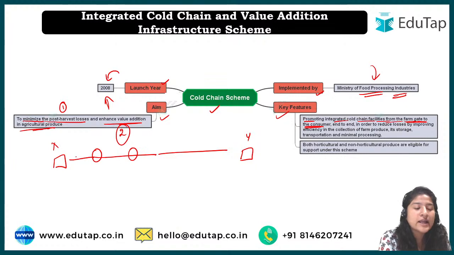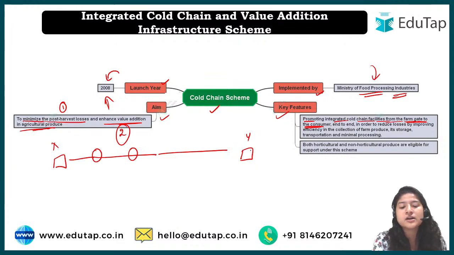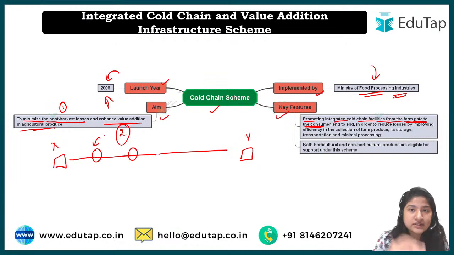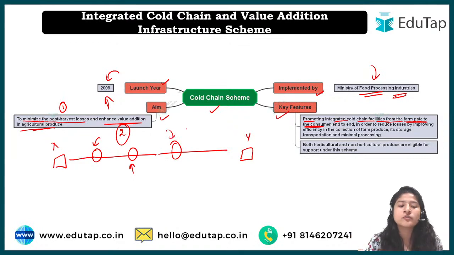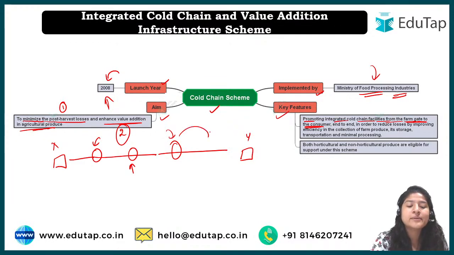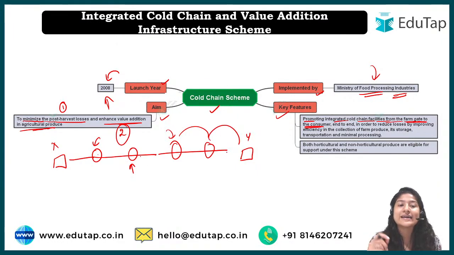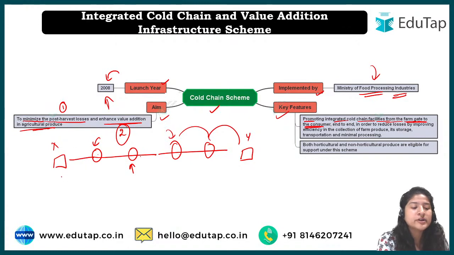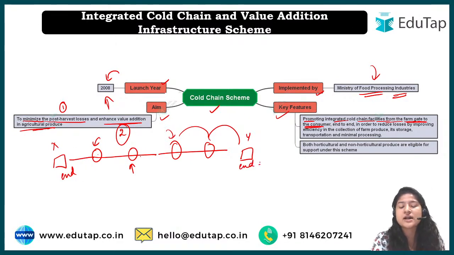It is not like the produce will directly jump from here to there, right? There should be various steps, because there are many steps involved. Maybe storage at the farmer's level, then transportation, then a wholesale market or shop owner who would buy it, then maybe a supermarket, and then the consumer. So there is a chain, and that is why it is an integrated cold chain scheme. So it's an end to end process.